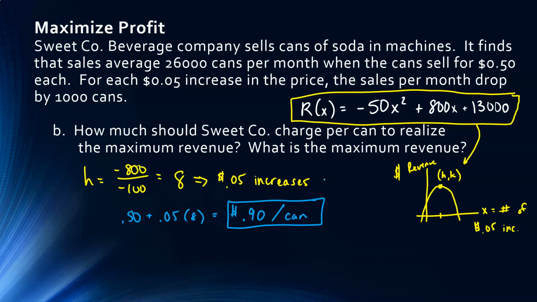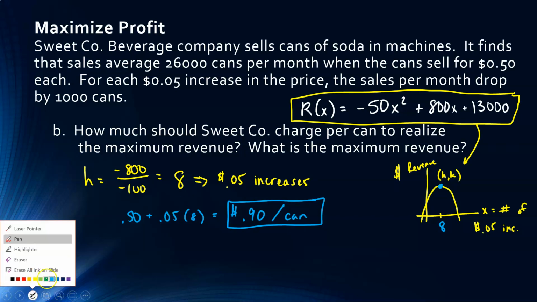All right, so now we've got to figure out, what would be the total revenue? Remember, what we're trying to find is the maximum point there. So we found the h value. So the h is actually 8. So it's going to be 8 increases, 8 5-cent increases. So to find the k value, we're going to plug in the 8, not the 90 cents. We're going to plug the 8 into the original equation.